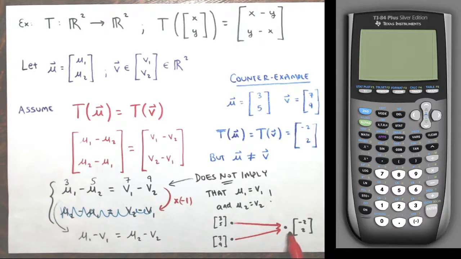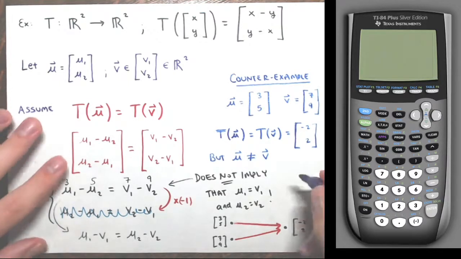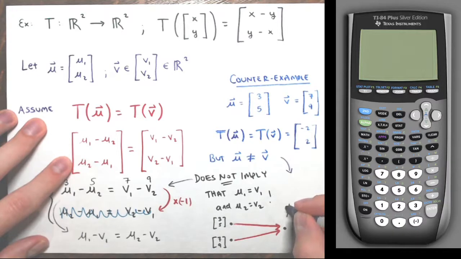Another way to say this, I have found an element in the codomain. I've found an element in the range. This is an actual output. I have found an element of the range that has more than one element that maps to it. I have found an element in the range that has more than one element in its pre-image. All right, so that's why. So this counterexample here with these specific vectors shows me that T is not one-to-one.